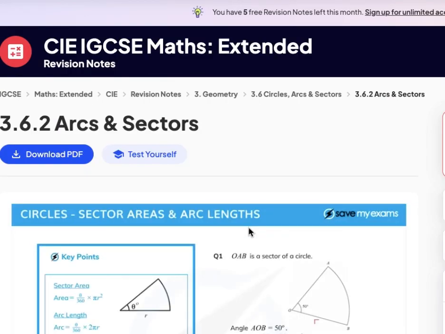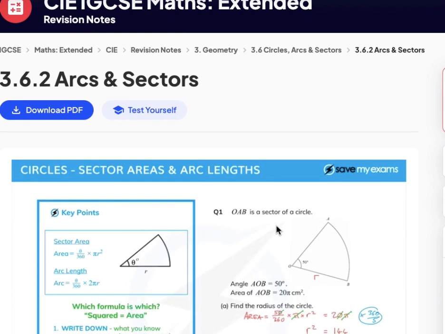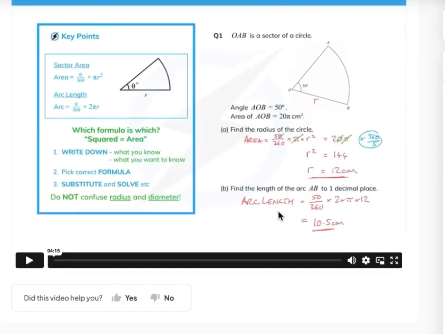Now let's go to arcs and sectors. Okay, before we proceed to arc length and the area of a sector, let's listen to this tutorial.